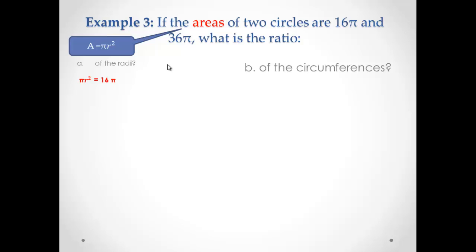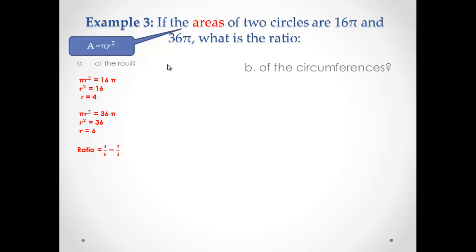If we do some quick algebra, we can see that we can cancel out pi signs on both sides. There's one on each side, so they cancel each other out. That simplifies to r squared is equal to 16. If we square root both sides, we will see that r is equal to 4. So we have the radius for the first circle. We do the same thing for the second circle. Pi r squared is equal to 36 pi. We see that the pi's cancel out. We square root both sides, and we get r is equal to 6. But we're asked what is the ratio of these two things. 4 over 6, which simplifies to 2 over 3.